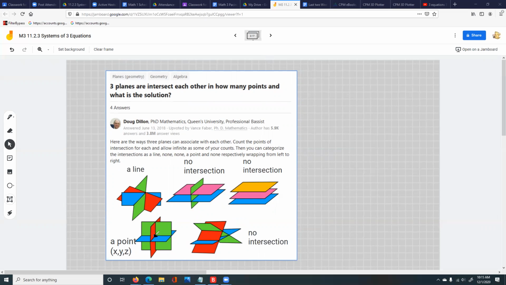So that is the point of intersection of all three, the green plane, the red plane, and the blue plane. And that's the point that we're looking for. Okay, that's the situation we're looking for.